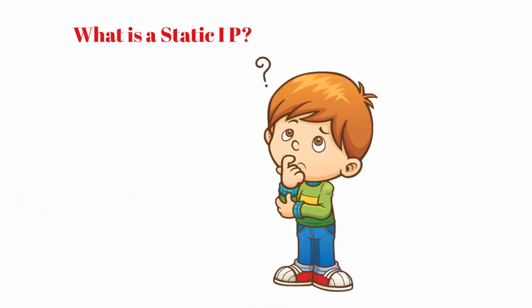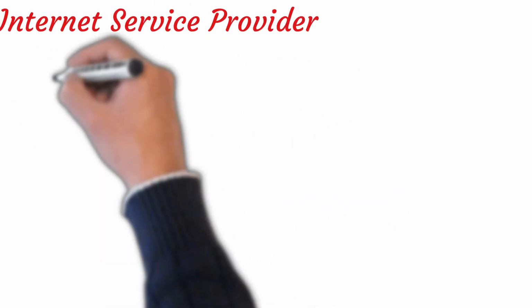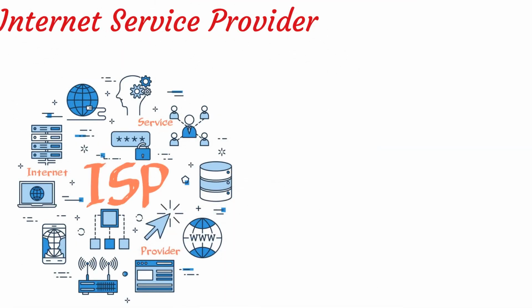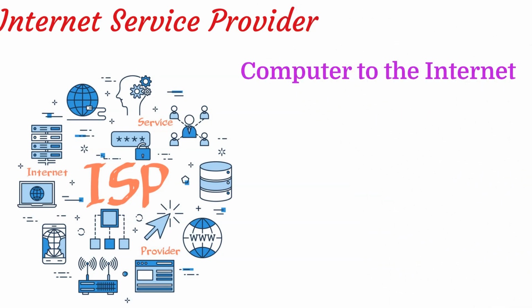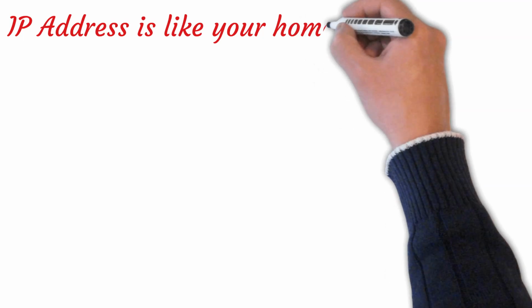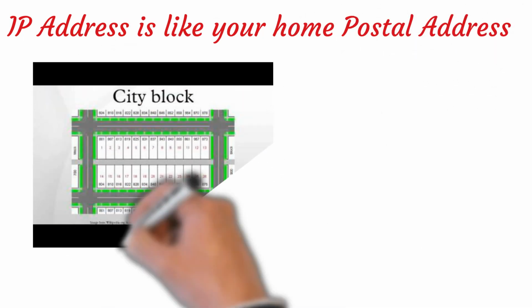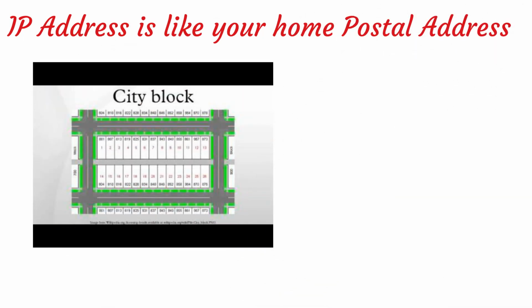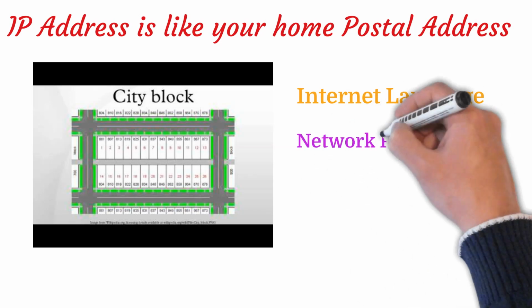What is a static IP? Your Internet Service Provider, also called ISP, provides you an IP address. This advertises your computer to the Internet. An IP address is like your home postal address, which is a piece in a larger city block. A city block, in Internet language, is a network prefix. To go one step further, network prefixes are part of autonomous systems.